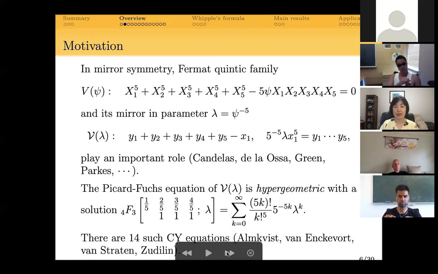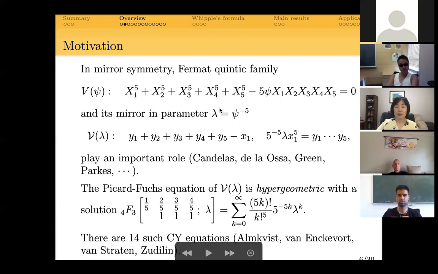Mirror symmetry has been computed extensively on the Fermat quintic family and its mirror. So the first one is the so-called Fermat quintic equation with a one-parameter deformation. And the family below is the Fermat quintic mirror.